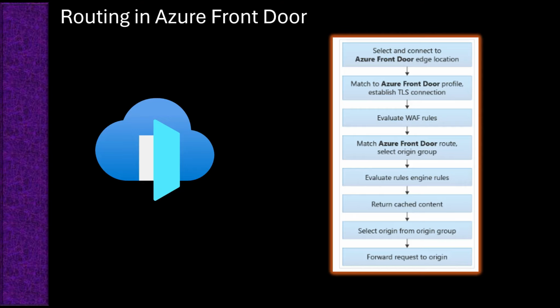Routing in Azure Front Door is a multi-stage process that efficiently manages incoming client traffic to ensure it reaches the correct backend with the best performance and security possible. This sophisticated routing architecture involves several components working together, such as the web application firewall, routing rules, the rules engine, and caching settings to optimize the flow of traffic from the client to the intended server.